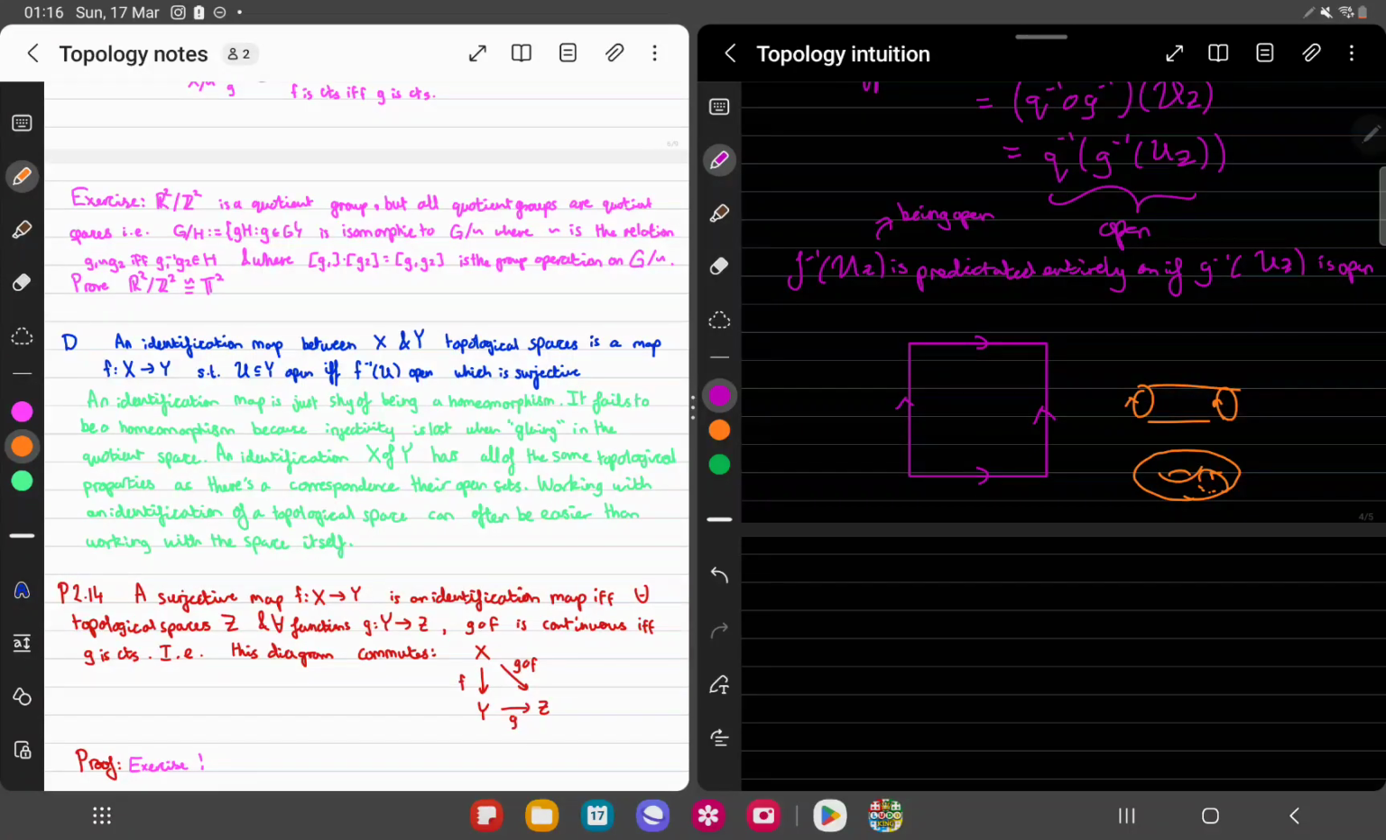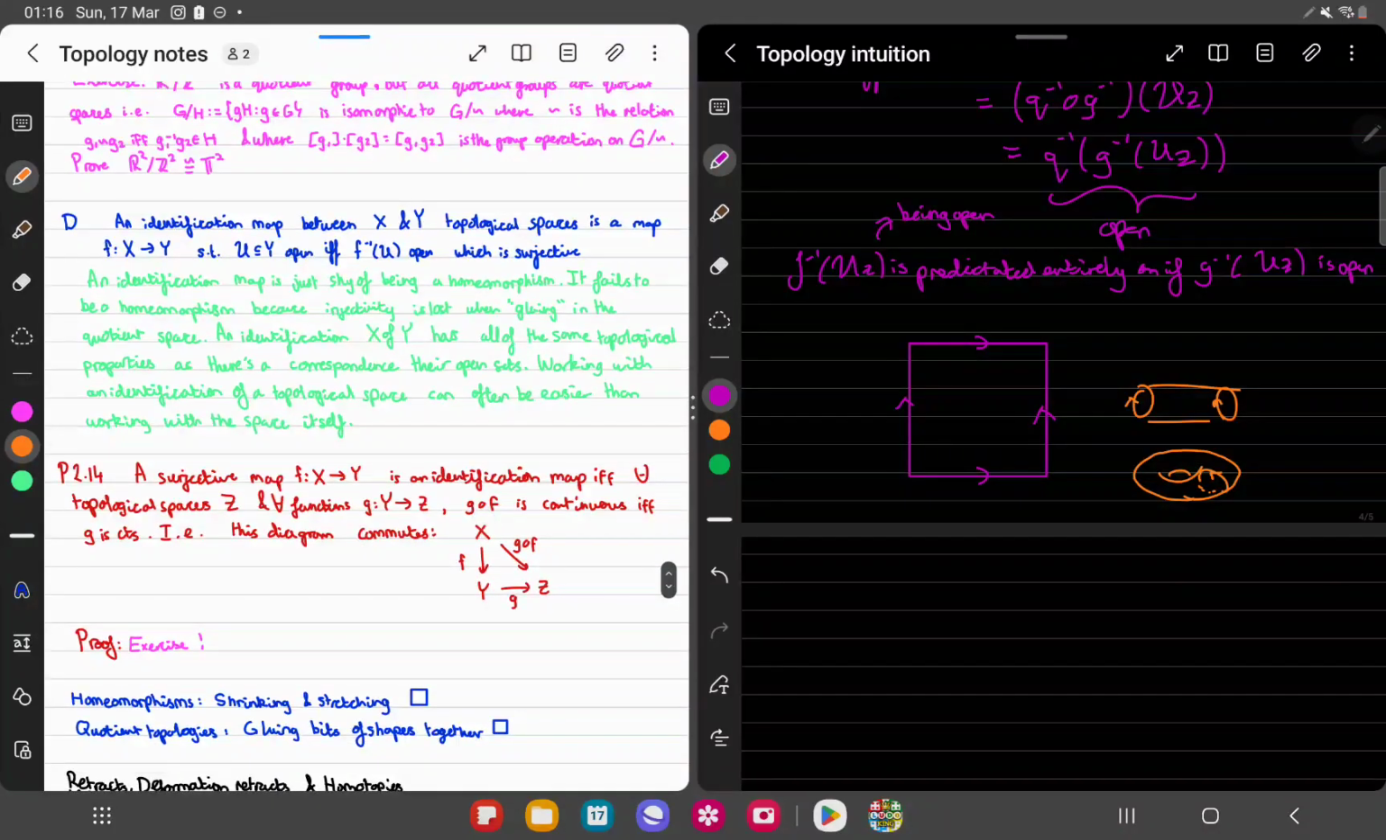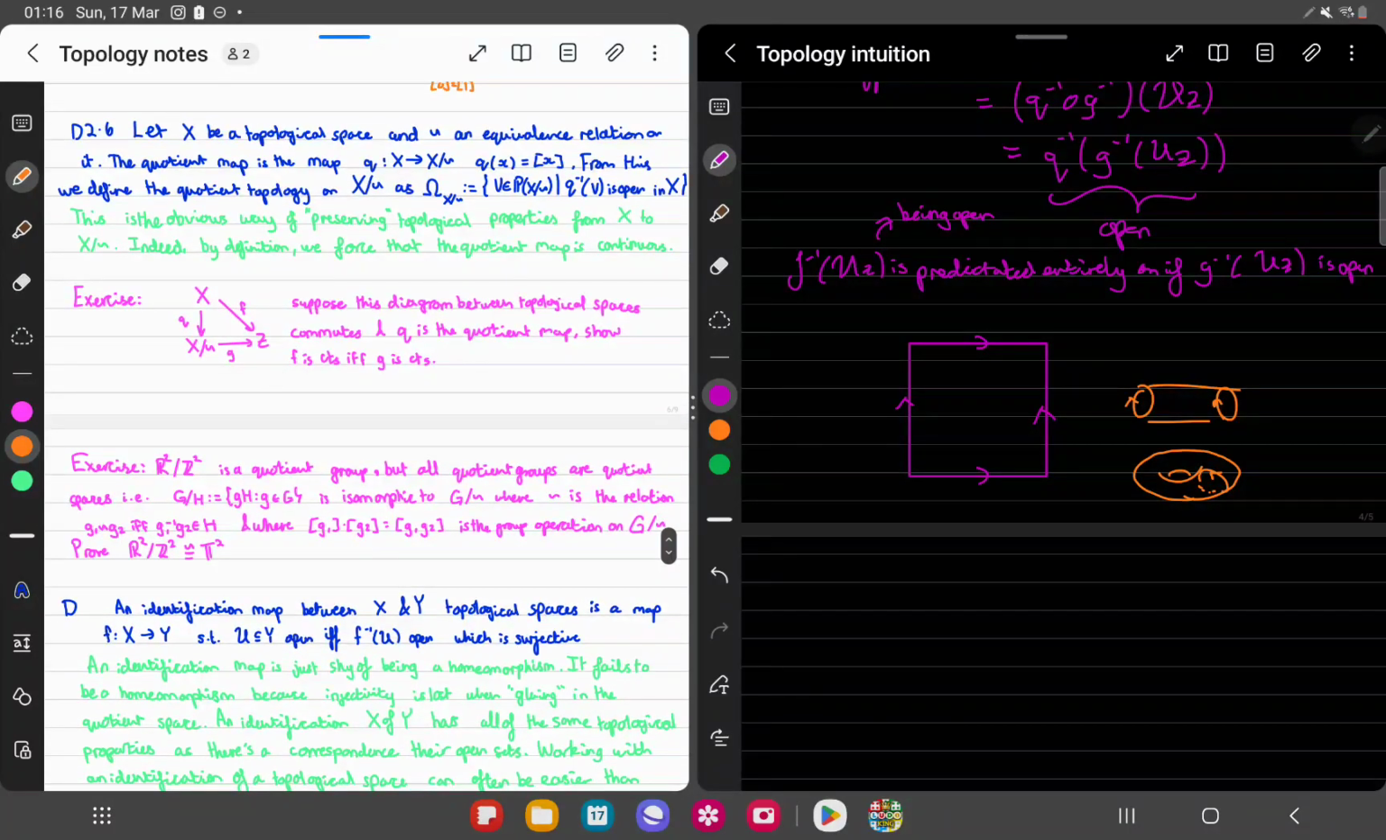So there's a proposition. A surjective map F from X to Y is an identification map if and only if, for all topological spaces Z and for all functions G from Y to Z, G composed with F is continuous if and only if G is continuous, i.e. this diagram commutes in continuity. So how would you prove this? Exactly the same way you prove this.